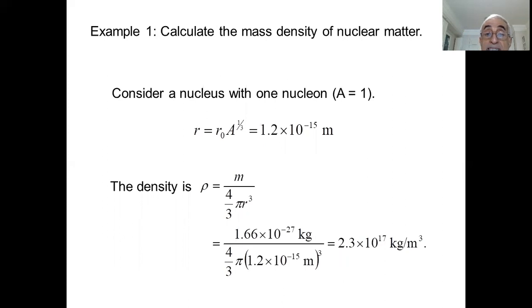Example: calculate the mass density of nuclear matter. Consider a nucleus with one nucleon, A = 1. R will be 1.2 × 10^-15 meter. The density will be mass divided by volume. If we put in the numerical values, that will be 2.3 × 10^15 kilograms per cubic meter, a very high value of the density for one nucleon.